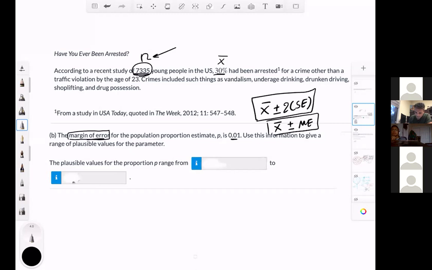So the answer is going to be 0.3 plus minus 0.01. Correct. So this gives us 0.3 plus 0.01 and 0.3 minus 0.01. So this gives us 0.31 and 0.29.